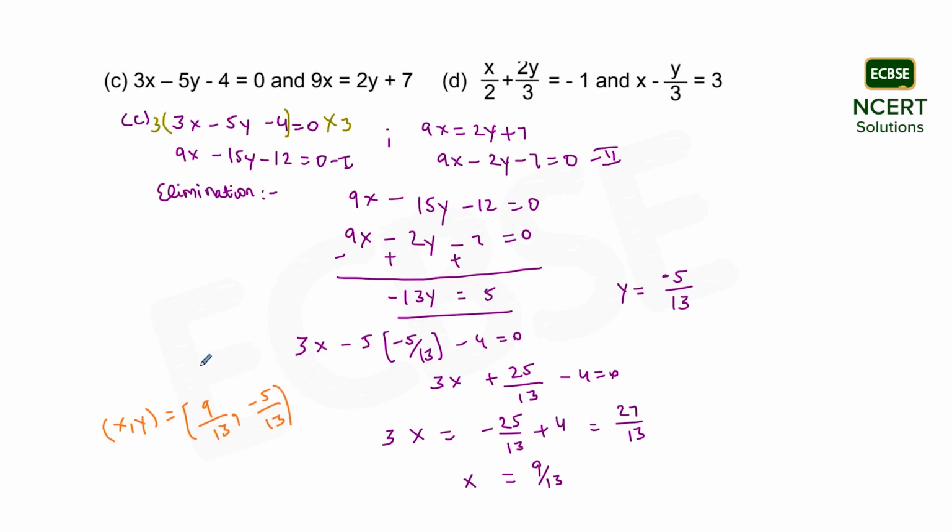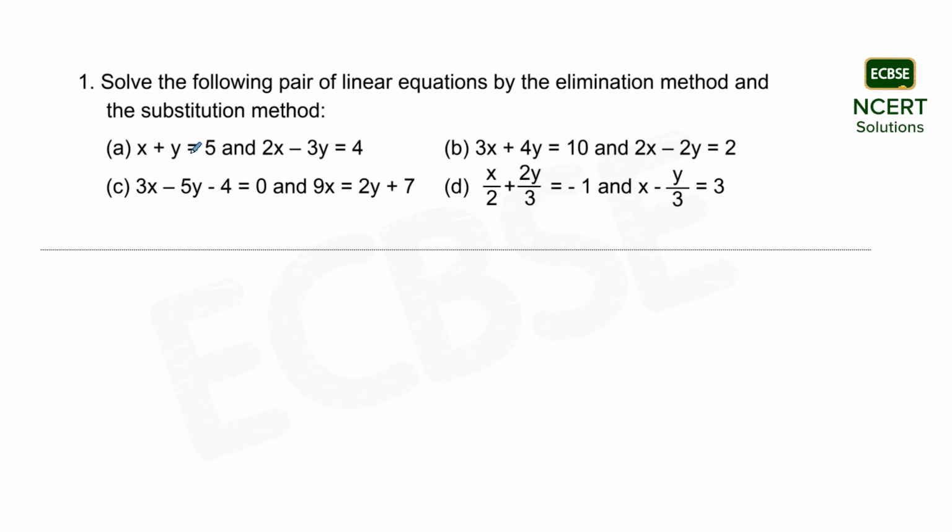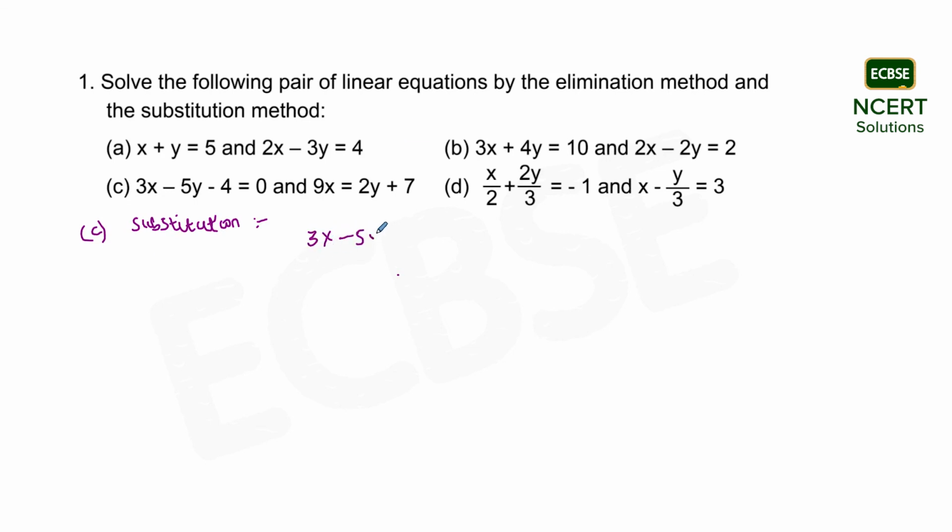Now this was by solving it with the elimination method. Now what is the next one? We have to solve this with the substitution method. C part, right? So solving it with the substitution method, writing the first equation, that is 3x minus 5y minus 4 is equal to 0. This is the first equation, and the second equation is 9x is equal to 2y plus 7. This is the second equation.